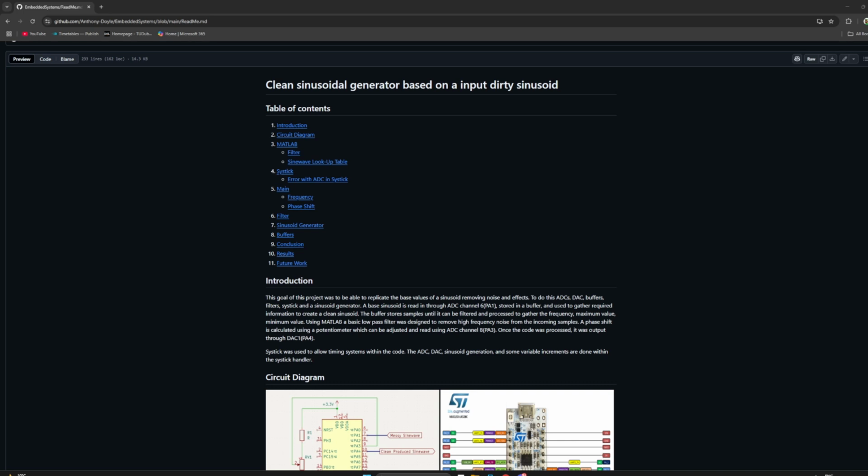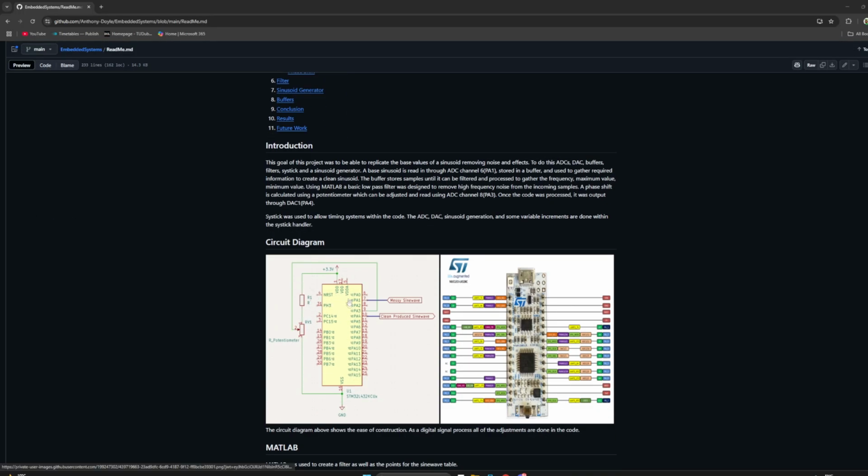This is the GitHub for my project for embedded systems. I'm going to start by going through the GitHub, highlighting the code I developed and any significant bits. And at the end of the video, there will be a recording of an oscilloscope showing how this code works and filters. So we start with the circuit diagram.